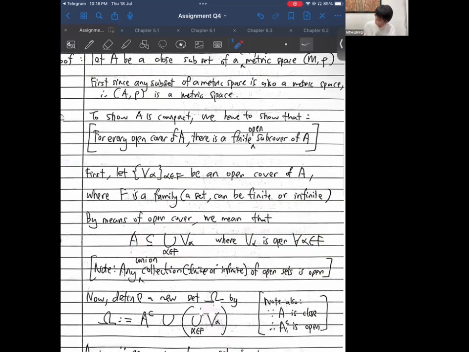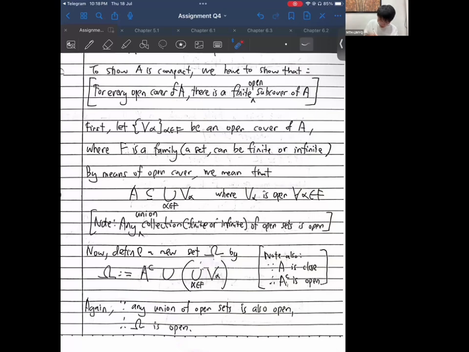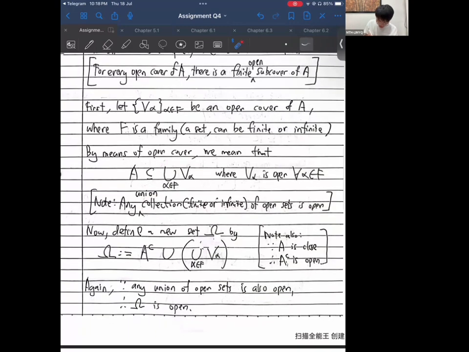Of course, any union of open sets is still open. So this is called the open cover. This union can be a finite collection, an infinite collection, or an uncountable infinite collection. Now we set a new set called OM to be the union of this open cover with A complement. A complement is the set that's not in A.